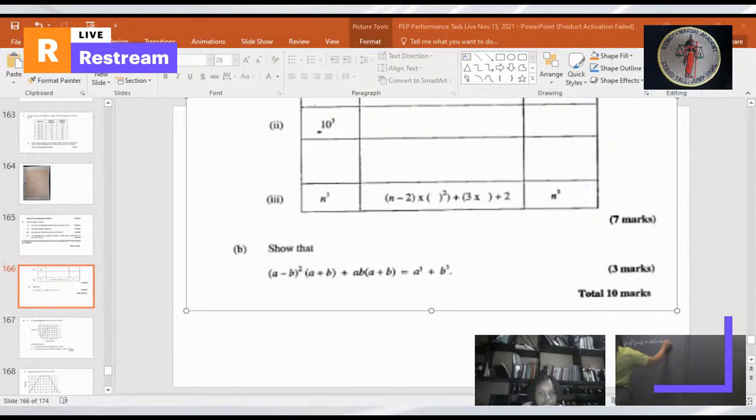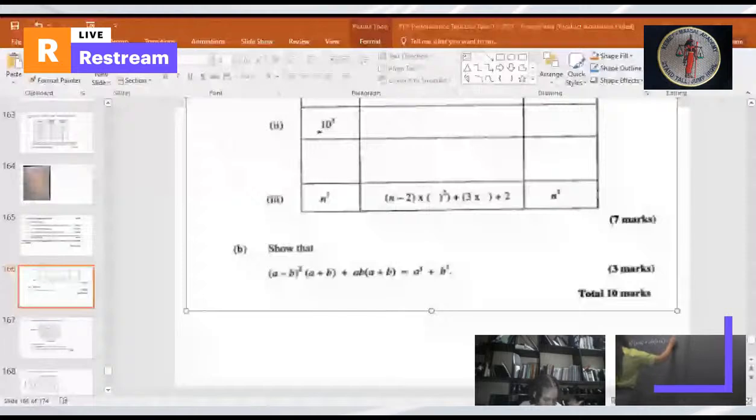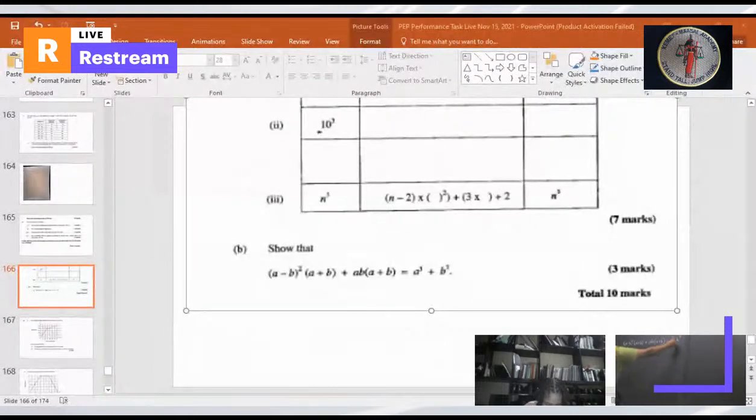a cubed plus b cubed. Plus what? B cubed. So they want us to prove that this is equal to this.